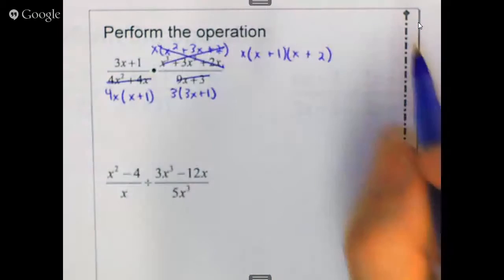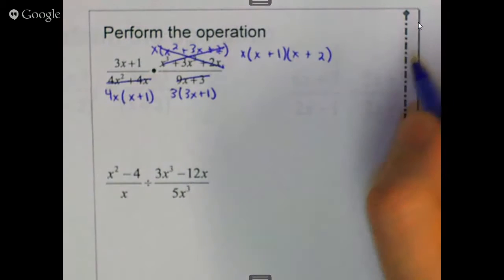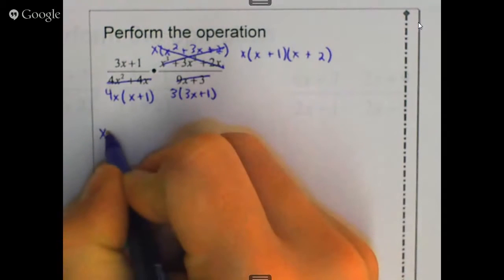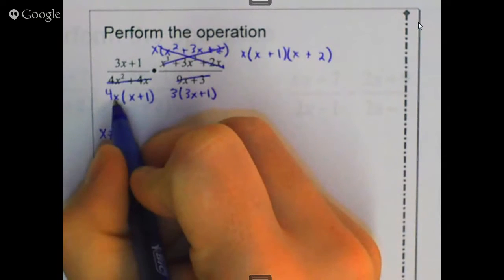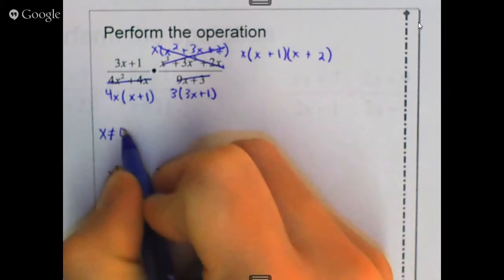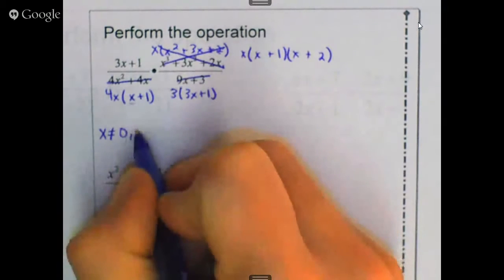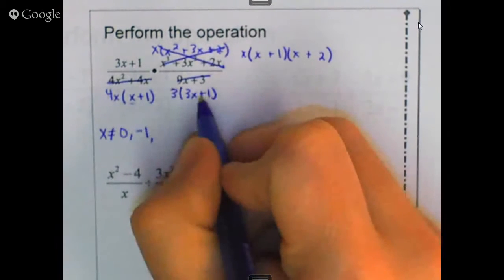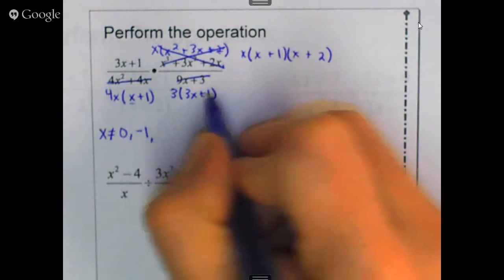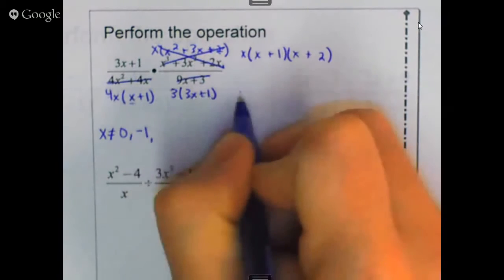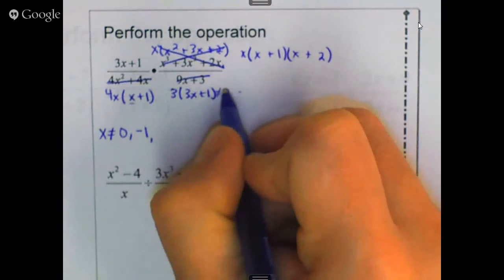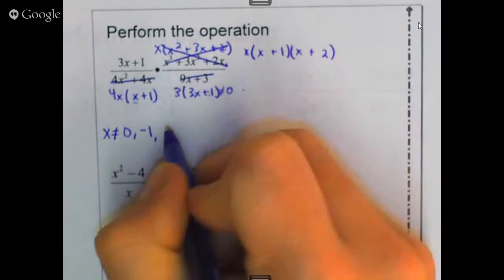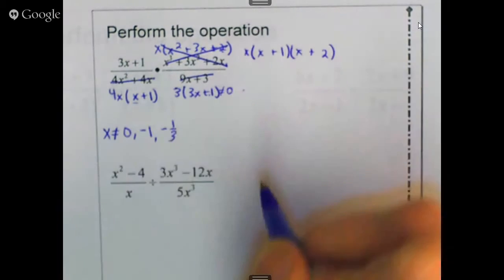Okay. Then it says restrict domain. So x cannot equal... let's start right here. That'd be 0, minus 1. That one doesn't matter. And then here, this one might be a little tricky. We're going to subtract the 1 and divide by the 3. Remember, we set this not equal to 0. So subtract the 1, divide by the 3, you get negative 1/3.